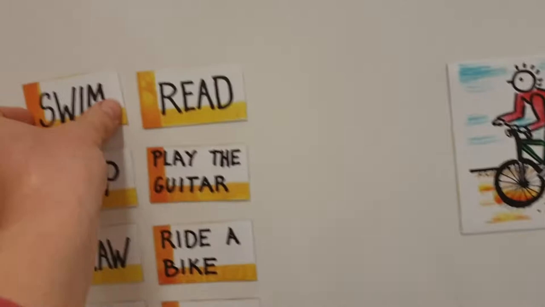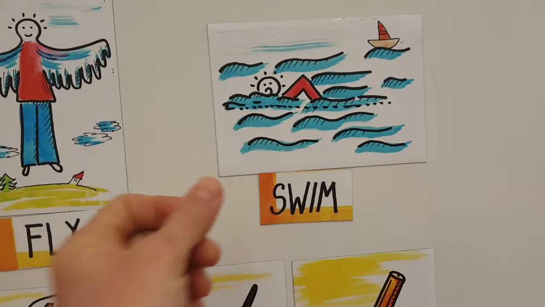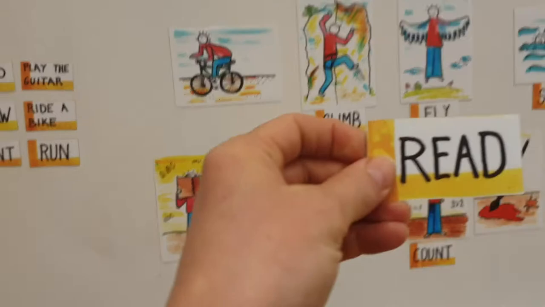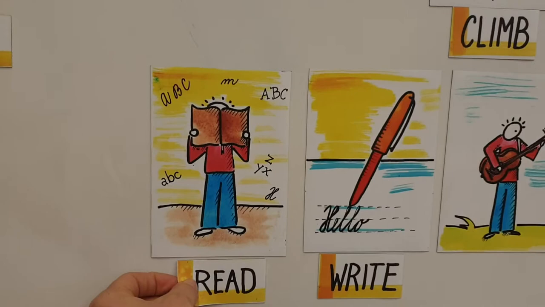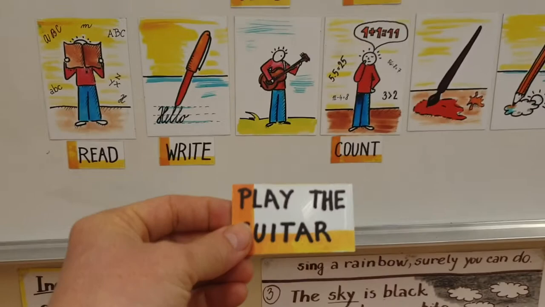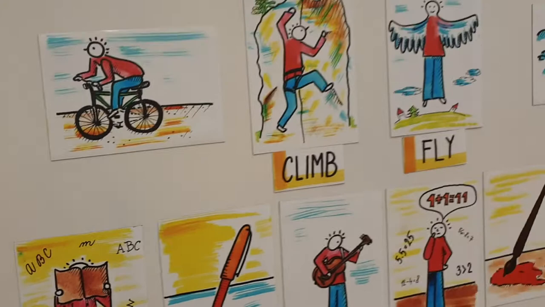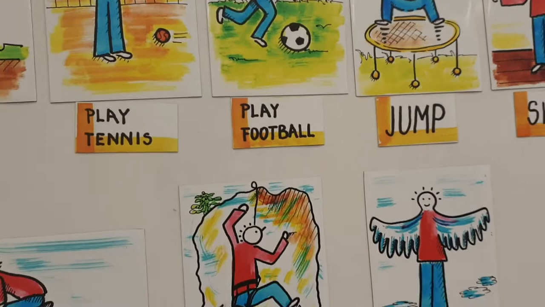Swim. Can you swim? I can swim. Read a book. Good. Play the guitar is very easy again. Play the guitar. Yes. And jump. Jump on the trampoline. Good. Draw. It's not so easy.